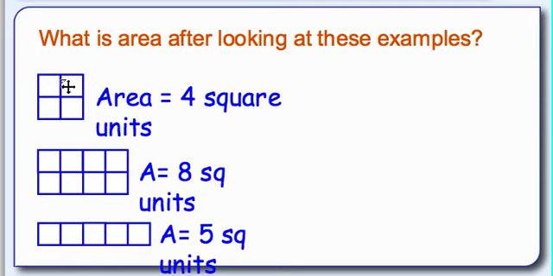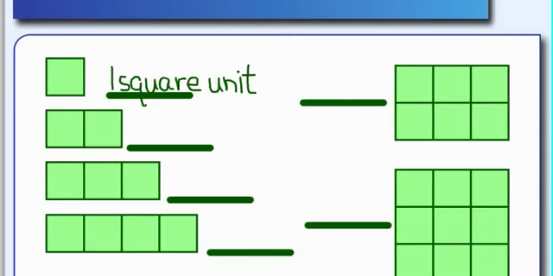So this one here we have 1, 2, 3, 4, and the area for this example is 4 square units. This one here is 1, 2, 3, 4, 5, 6, 7, 8, and then we would simply put 8 square units, and this one would be 5 square units. Okay, this here's an example of 1 square unit, 2, 3, 4. Here is 6, and here is 9. So all you're doing is counting the boxes in this case. Okay, pretty straightforward for area.